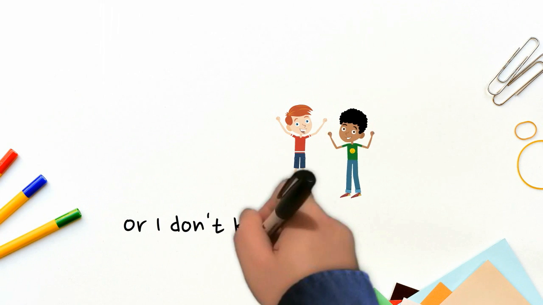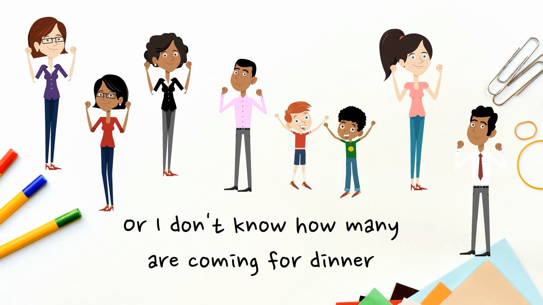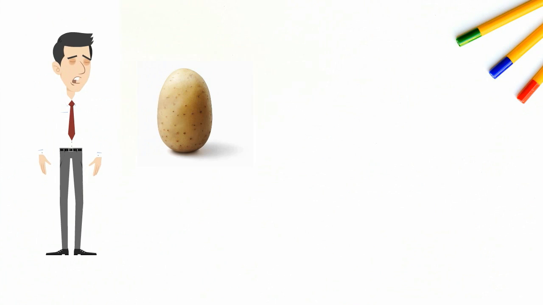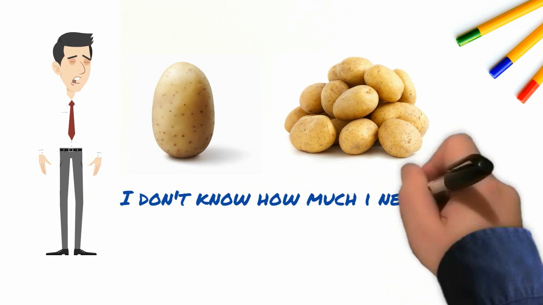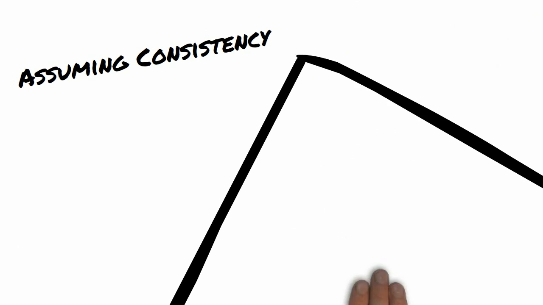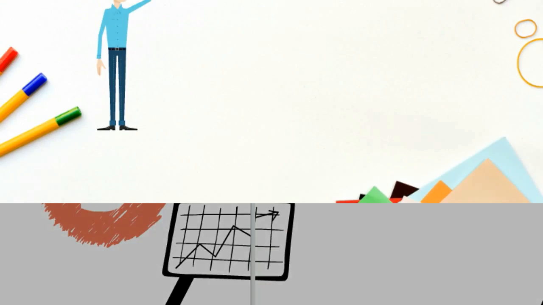Or maybe I just don't know exactly how many people are coming for dinner, and I'm just adding a few more potatoes each time I find out about a new guest. I'm simply adding work as I need it. My aim is to judge when I'm done so I can start cooking. The problem here is it's very difficult to forecast when you don't know how much work you have left to do. The third assumption when dealing with NoEstimates is the assumption that the past is reflective of the future.